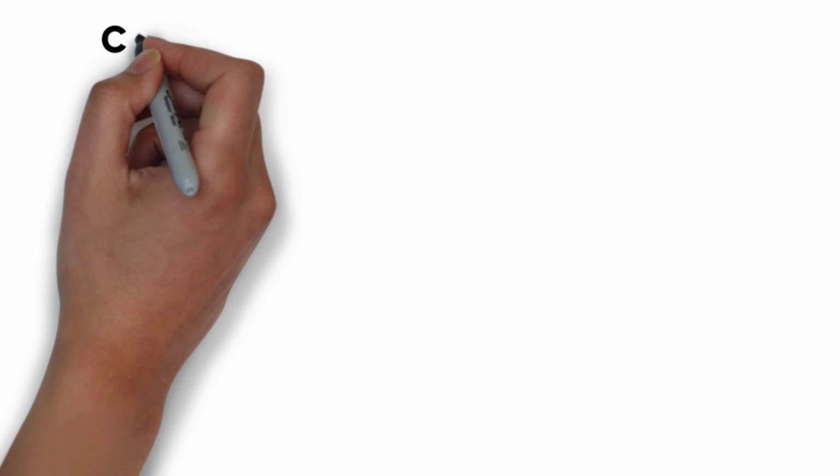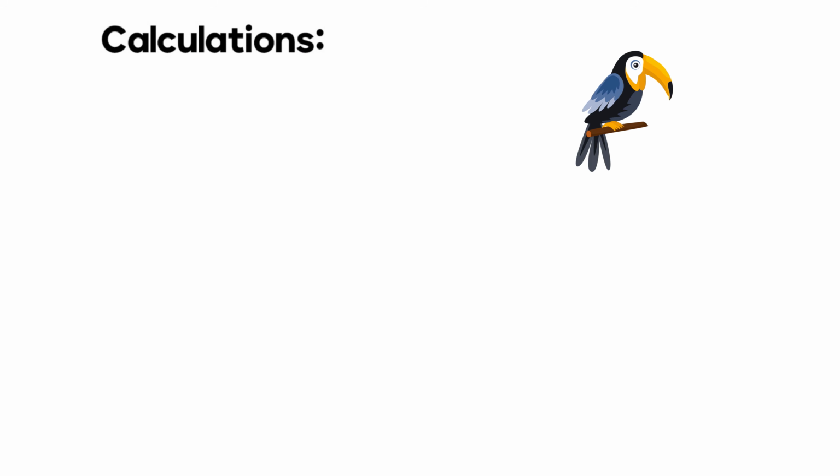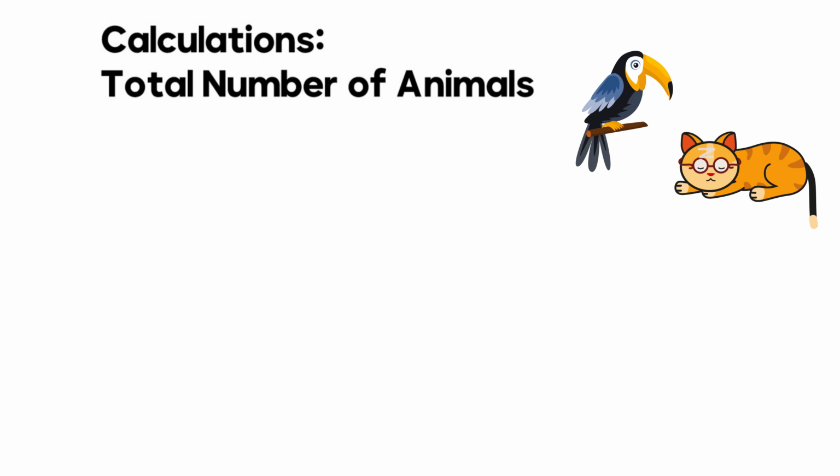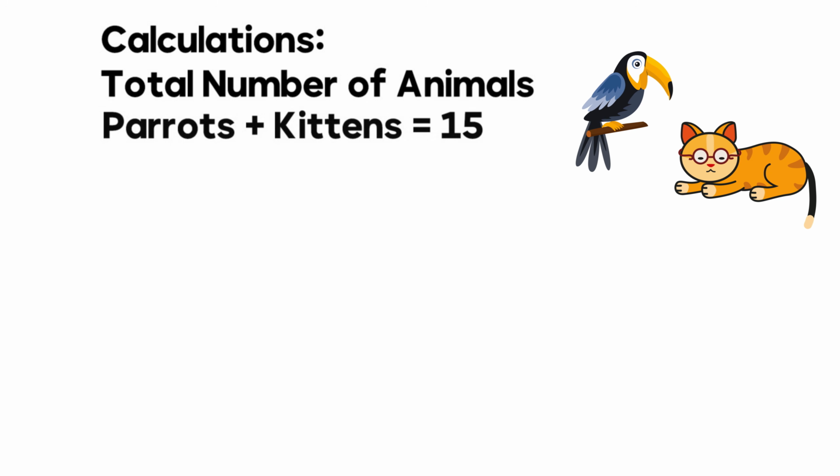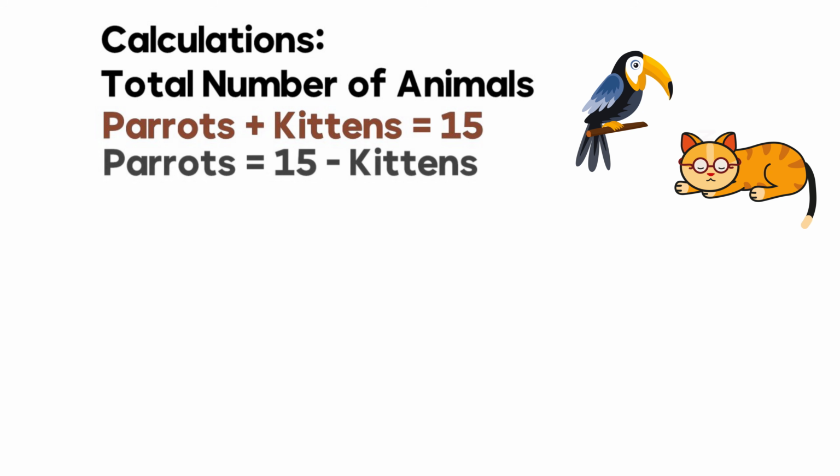So the number of heads can be used to calculate the total number of animals in the store. Because there are 15 heads, there are 15 animals in the store. Based on this information, we can create a formula. Number of parrots in the store plus number of kittens in the store equals 15. So based on this, we can calculate the number of parrots. Number of parrots equals 15 minus number of kittens.